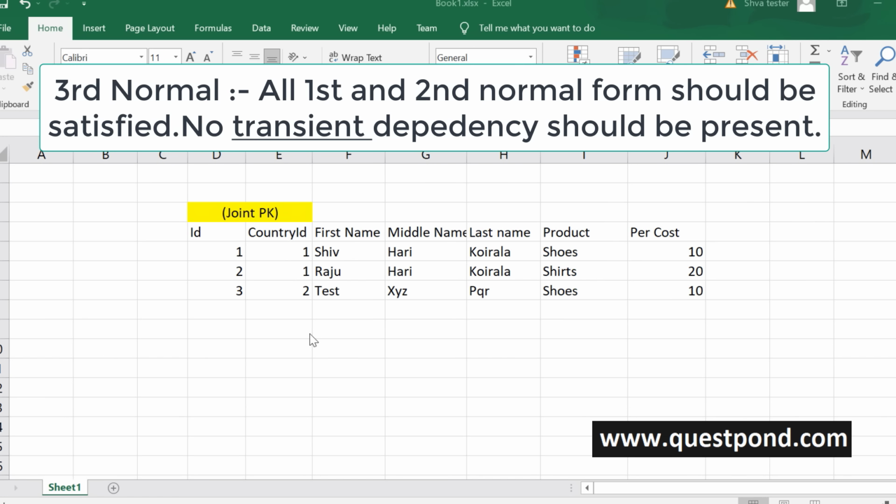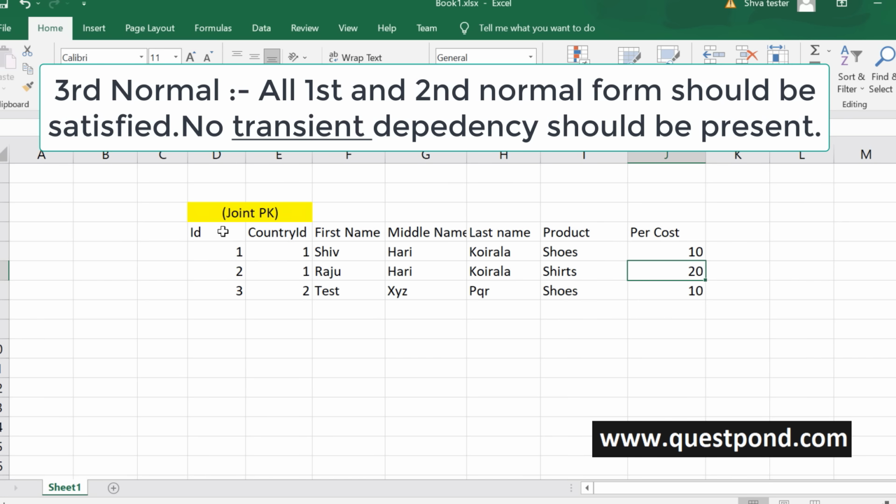Third normal form. In third normal form, first thing, the table should satisfy all the first normal form and second normal form. In third normal form, we should not have any transitive dependency. Transitive dependency means there should not be any non-key column which depends indirectly on another non-key column.